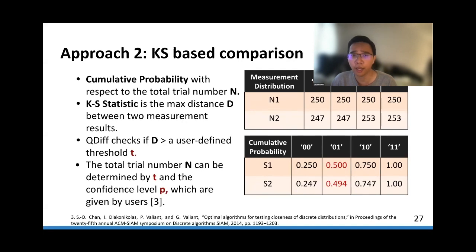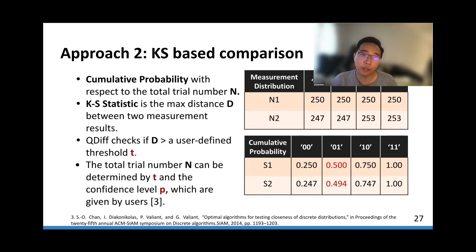Take the 2 following distributions as an example. N1 and N2 are measurement distribution results for 2-qubit circuits. Users run and measure each circuit with total shot number n equal to 1000 and get the following result in the first chart. We first calculate the cumulative probability in the second chart, S1 and S2. With S1 and S2, we calculate the KS statistic D as the max distance between them. It is clear D equals 0.06 in this example.